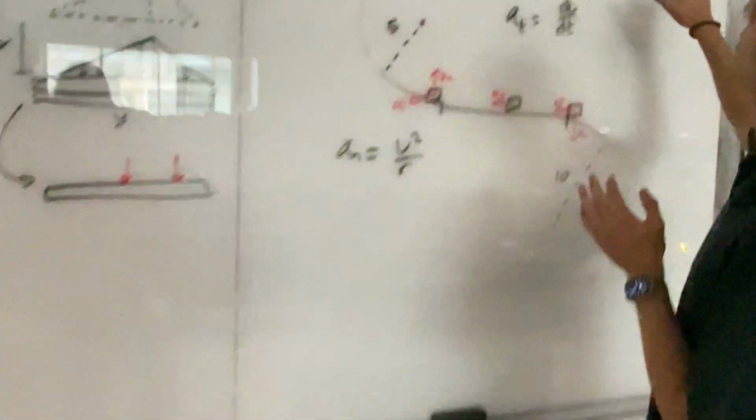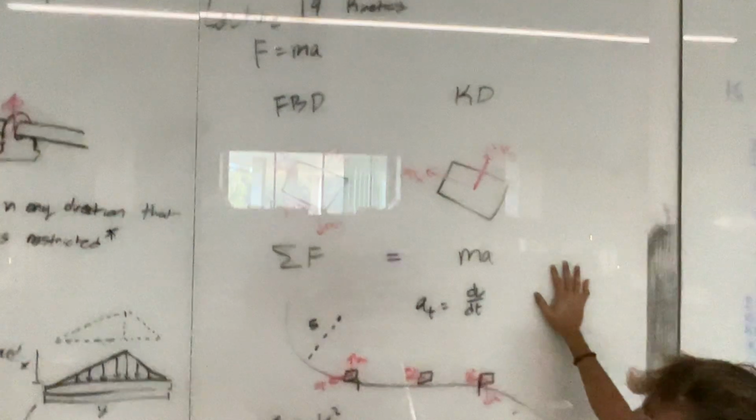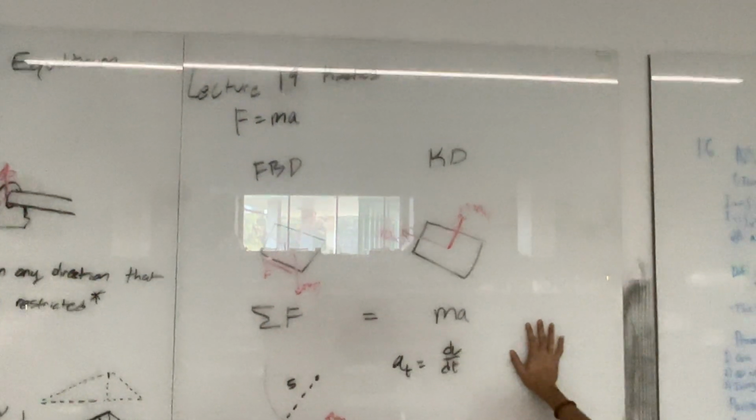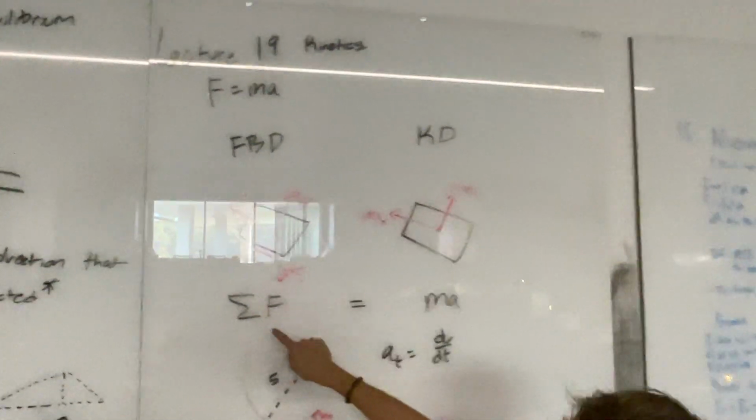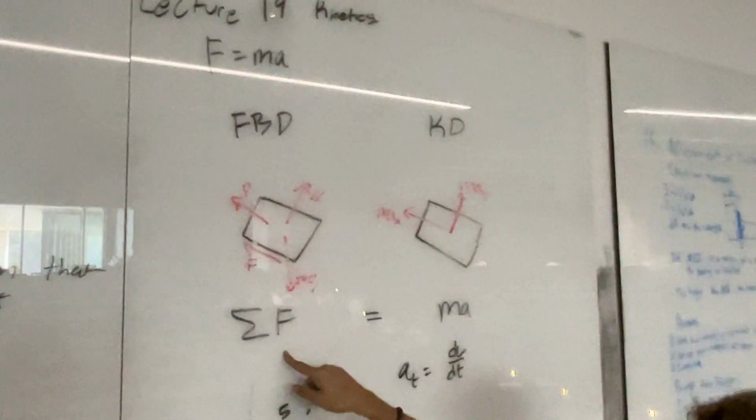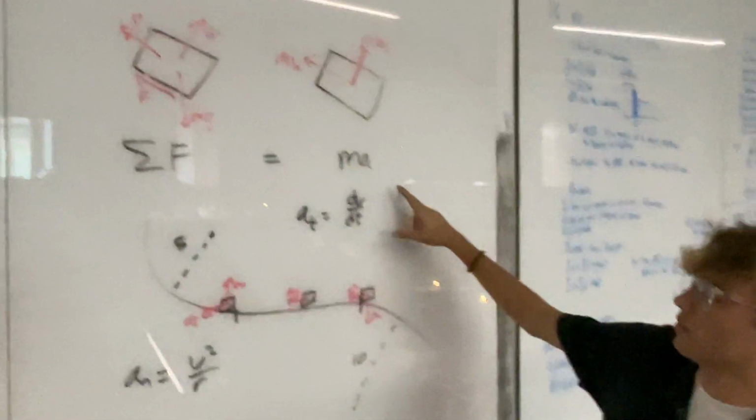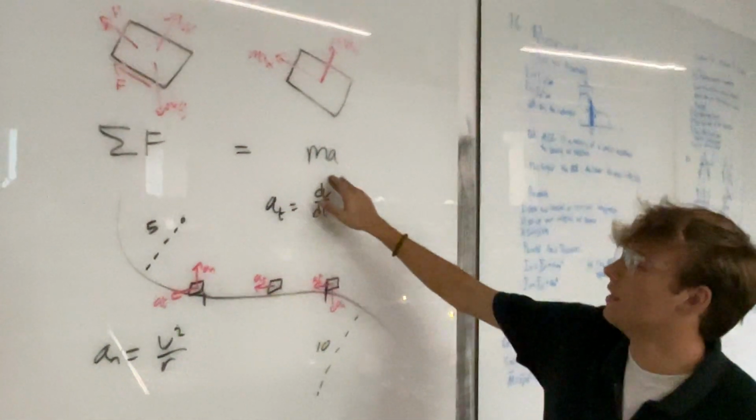And this is going to be some kinetics. When you're dealing with these types of problems, this is the first time where your sum of forces is not going to be 0. It's important to keep in mind that it's now going to be F equals ma.